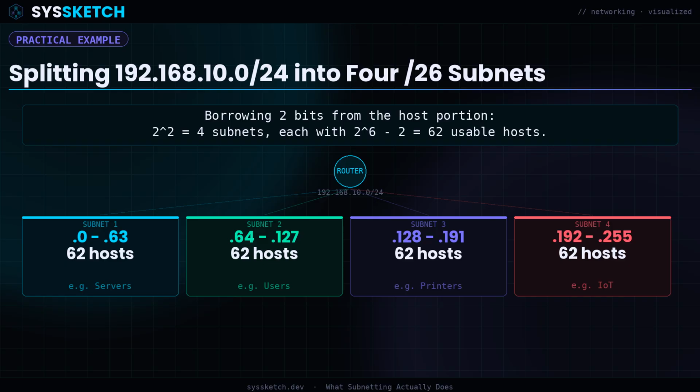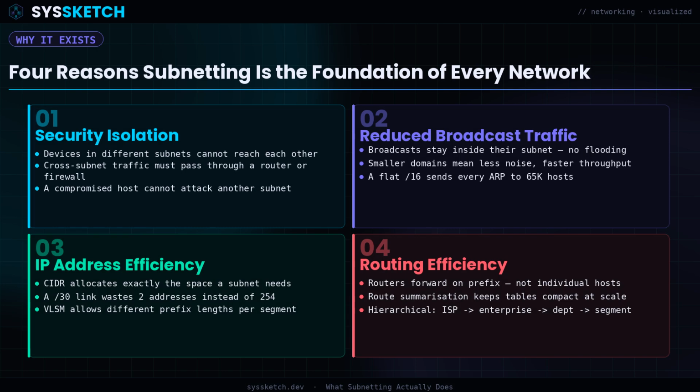Why does any of this matter? 4 reasons. First, security isolation. Devices in different subnets can't reach each other without passing through a router or firewall. A compromised host cannot attack devices in another subnet. Second, broadcast containment. Broadcasts stay inside their subnet. Smaller broadcast domains mean less noise and faster effective throughput.